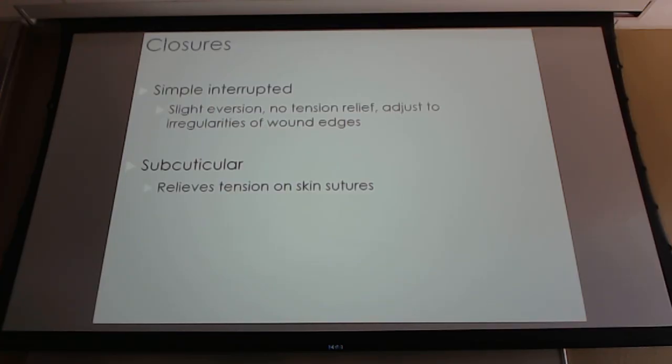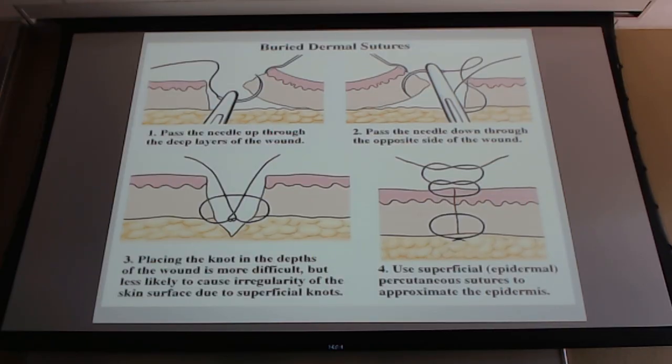We've got closures that we're going to show you some pictures of. So you have a simple interrupted. Oftentimes that is the one. That was what you saw on the very first picture of the slide deck. That's just putting one in, closing it, putting another, closing it, not wrapping it around or going in and out and up and down. It's just back and forth. Sub-Q, that's what we're going to be seeing right here. Again, deep goes first, and then we do that superficial epidermal area after.